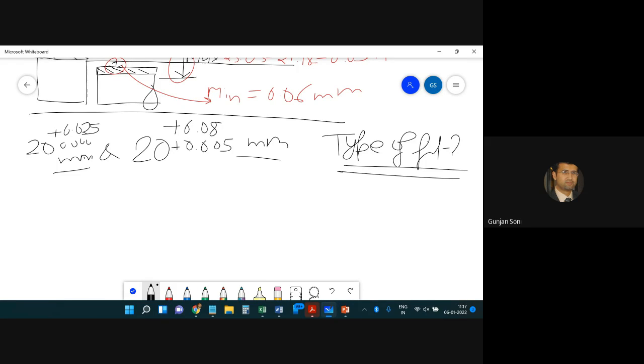If I tell you one thing, if type of fit is being asked, you find out the maximum clearance and the minimum clearance. Rigid transition fit. Okay. Let others also write it. You write your answer here. Find out the maximum clearance and the minimum clearance. All of you, tell me three things. Write the value of maximum clearance, write the value of minimum clearance, and then conclude on the type of fit.